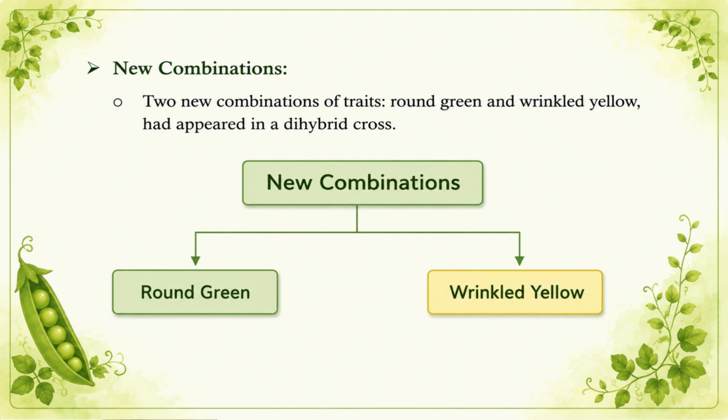Children, an important observation of Mendel's dihybrid cross was the appearance of 2 completely new combinations of traits, round green and wrinkled yellow. These combinations were not present in the parent plants and are called recombinants. Their appearance showed that different traits can assort independently and recombine in new ways in the offspring.